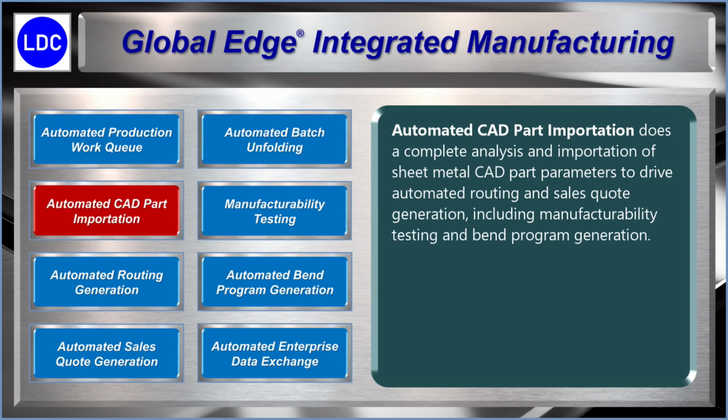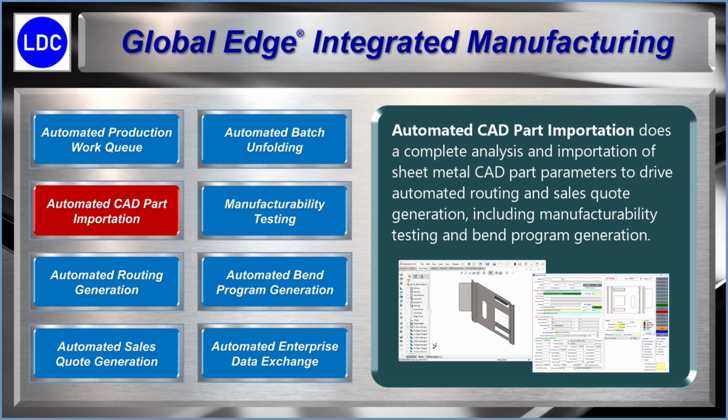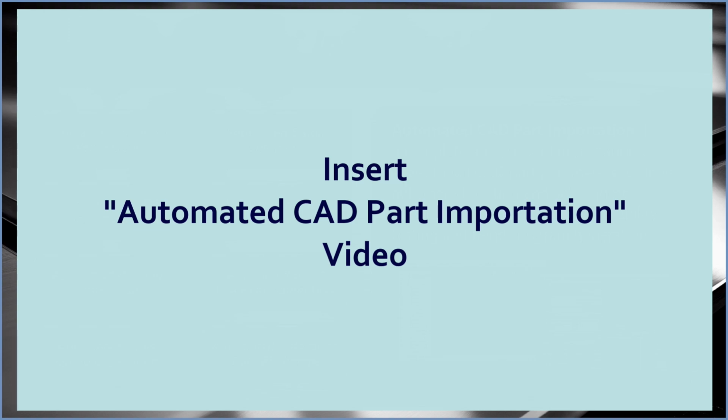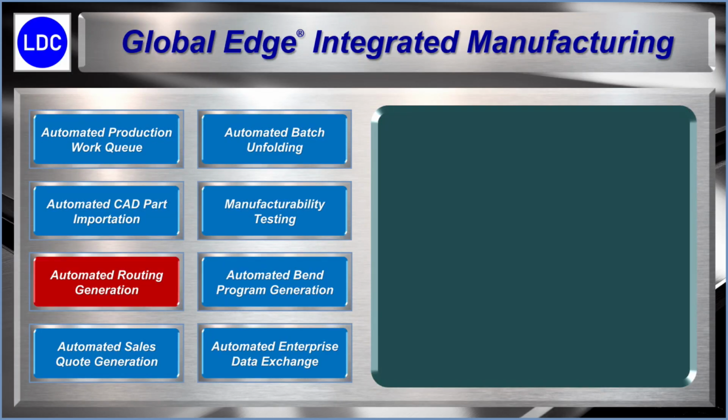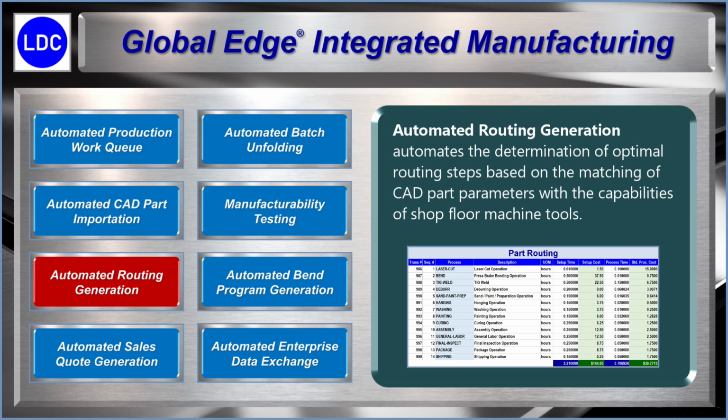Automated CAD part importation does a complete analysis and importation of sheet metal CAD part parameters to drive automated routing and sales quote generation, including manufacturability testing and bend program generation. Automated routing generation automates the determination of optimal routing steps based on the matching of CAD part parameters with the capabilities of shop floor machine tools.